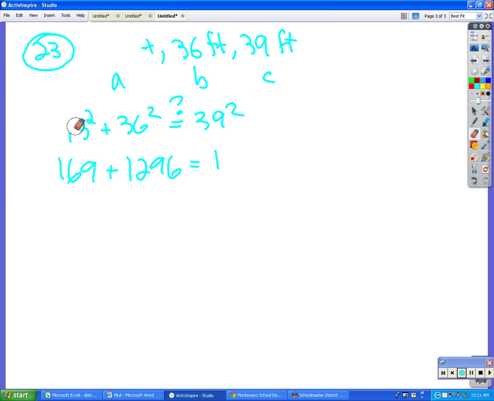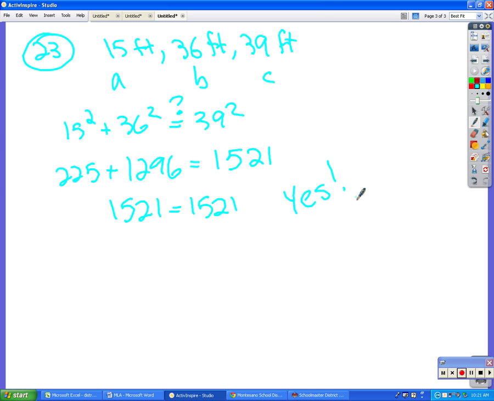Okay, so this is supposed to be 15. So 15 feet, 15 squared is 225. And this was what? 21. And so if you add those together, they do equal the same thing. So your answer is yes. Okay, so Katie, that should get you through 23 to 28, right?